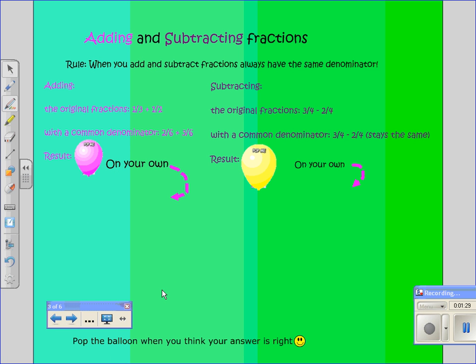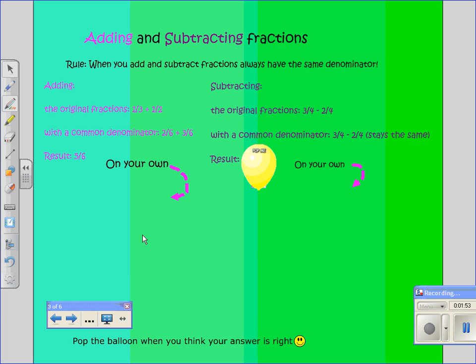Adding and subtracting fractions. Rule: when you add and subtract fractions, always have the same denominator. Adding the original fractions, 1/3 and 1/2, for the common denominator would be 2/6 plus 3/6. The result is 5/6. You can do it on your own to figure it out below.